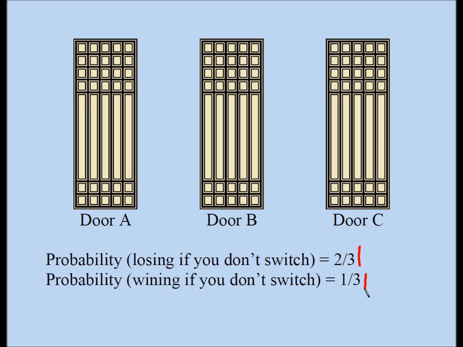That's very straightforward. Now let's see what happens if you say, okay, I am going to switch no matter what. Let's find out the probability that you're going to win and the probability that you're going to lose. We're going to assume we're going to switch. What's the probability that you're going to lose? What's the probability that you're going to win?